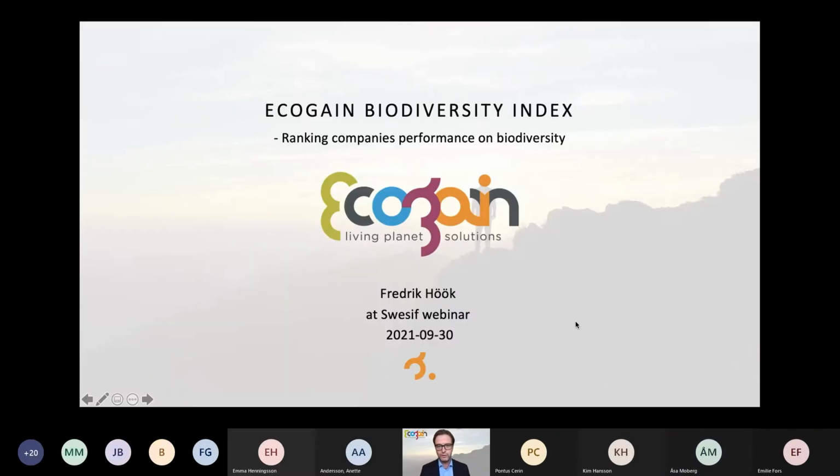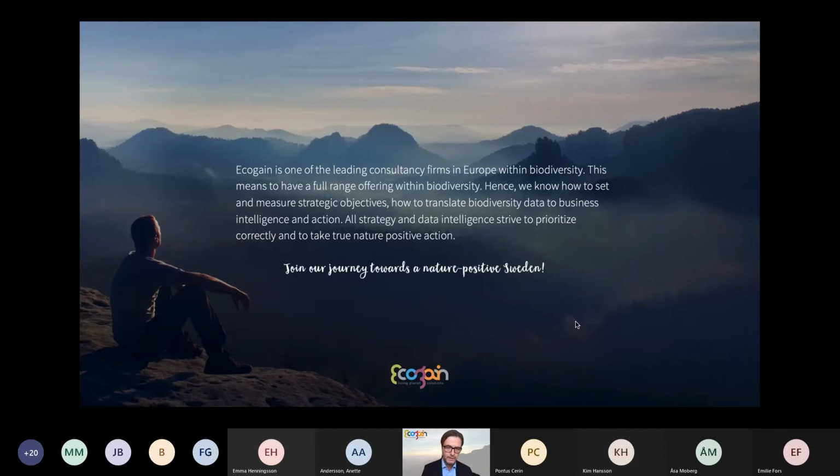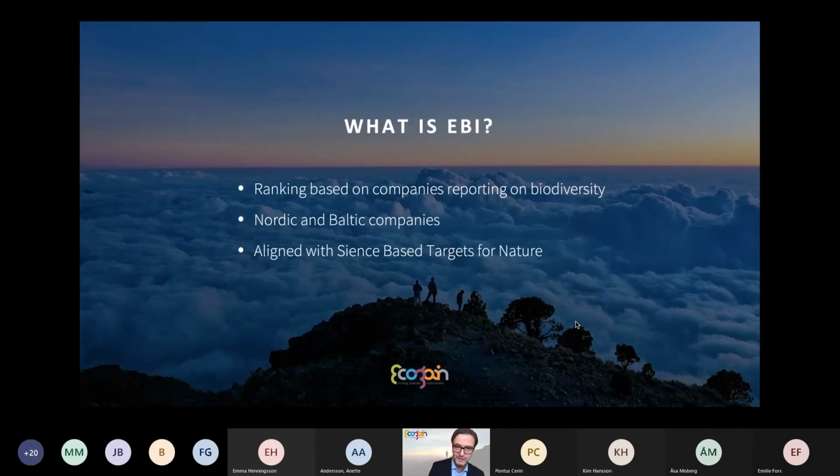First of all, a short introduction to Ecogain, the company. Ecogain is one of the leading consultancy firms in Europe within biodiversity, which means having a full range offering within biodiversity. Hence, we know how to set and measure strategic objectives, and how to translate biodiversity data to business intelligence and action. All strategy and data intelligence strive to prioritize correctly and to take true nature positive action. Enough said about Ecogain. Moving on to the main focus here, which is EBI, the Ecogain Biodiversity Index.